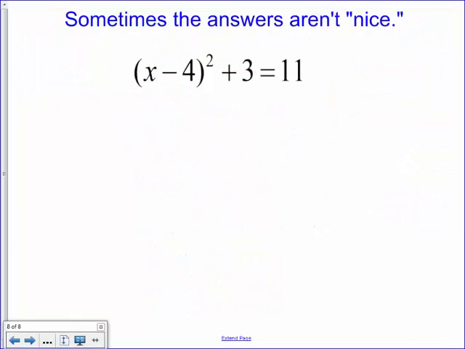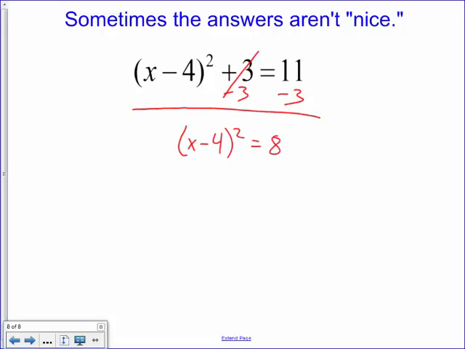That was a kind of a nice answer, but sometimes they're not so nice, right? If I take the square root of something that's not a perfect square. So in this case, would I square root right away? No, because of this plus sign, we don't want to square root right away because I can't square root each of those individually. It doesn't work that way. So always bring everything else over to get your square by itself. So then I'd have x minus 4 squared equals 8.